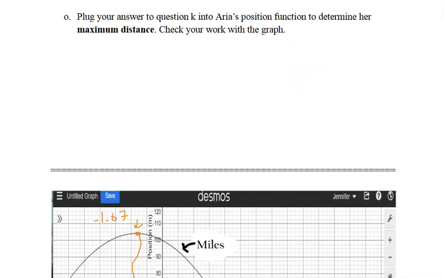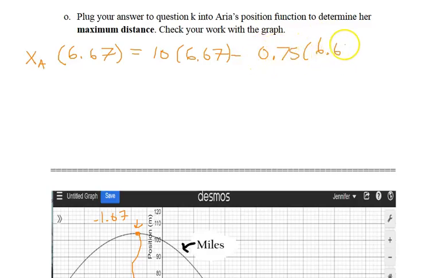Then we're going to plug your answer to K into her position function to find the height of that vertex. So evaluating Aria's position function at 6.67 seconds is 10 times 6.67 minus. Okay, and then I'm just looking off my key here, but this isn't coming from nowhere. This is coming from the position function. And you get 33.3 meters.